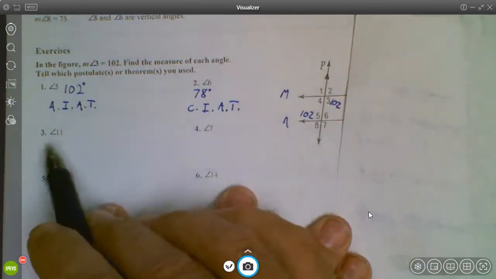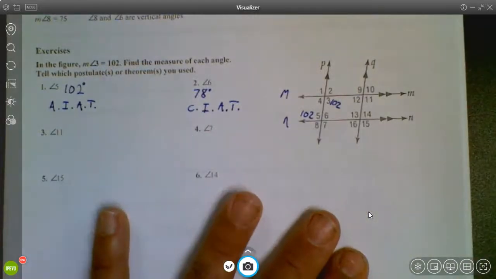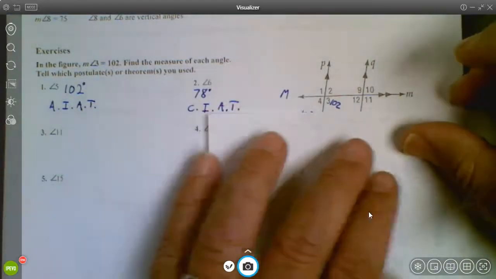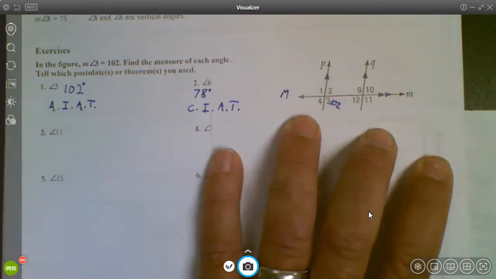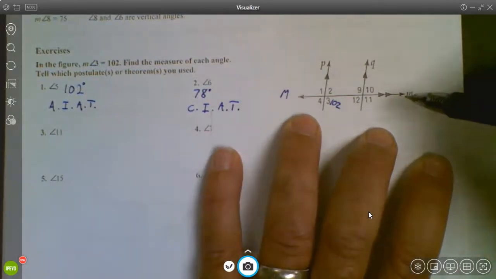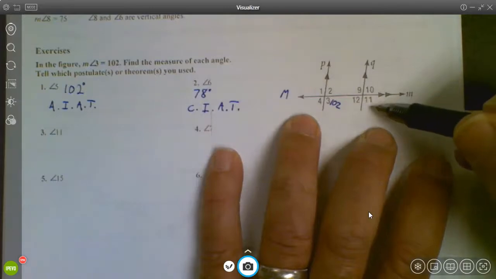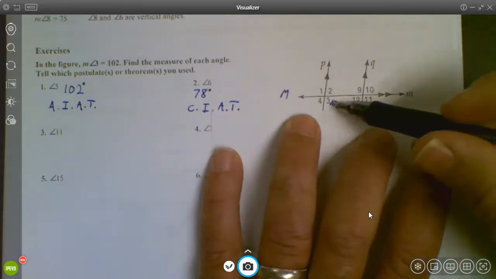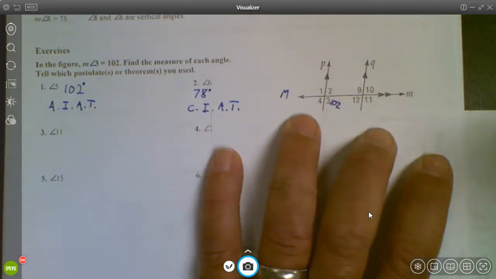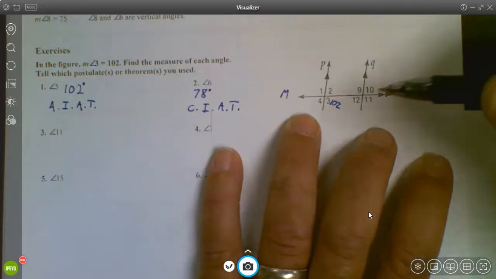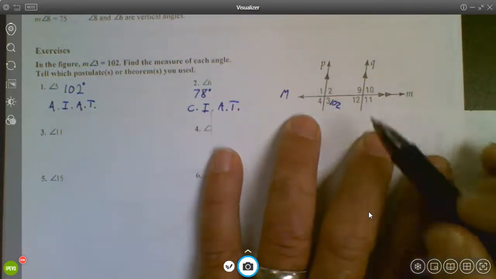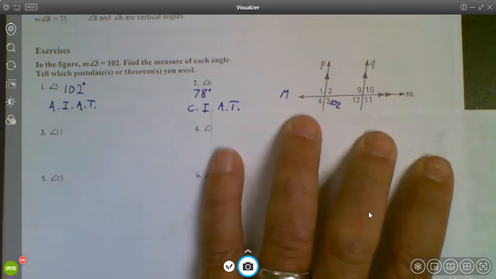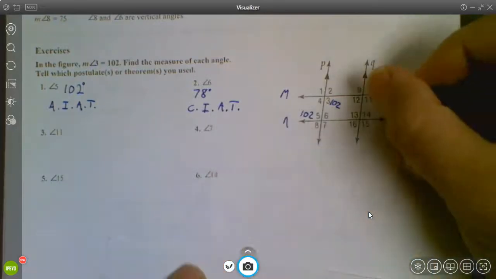Look at angle 11. Let's cover up what we don't need at this point. So if I'm looking at this information, now M is the transversal. So angle 11 is corresponding to angle 3, right? And the corresponding angles postulate, remember that's the only one of the new group that's a postulate, says that angles 3 and 11 are congruent. So 11 would also have to be 102.